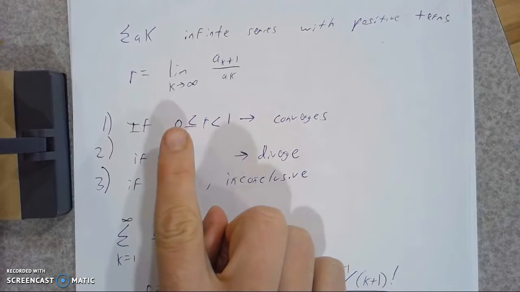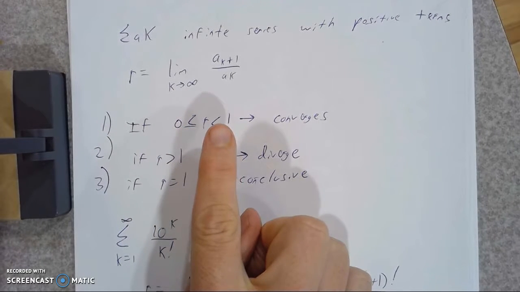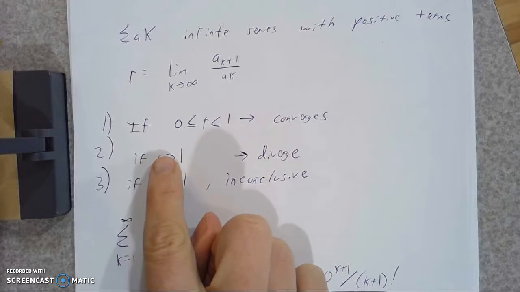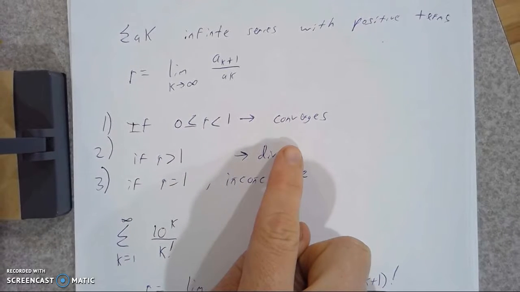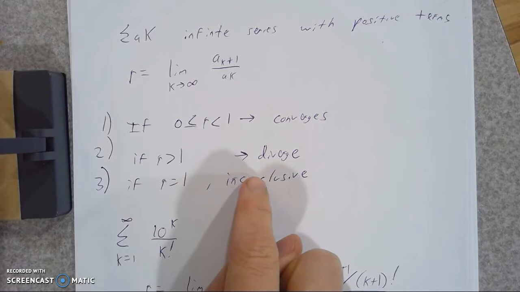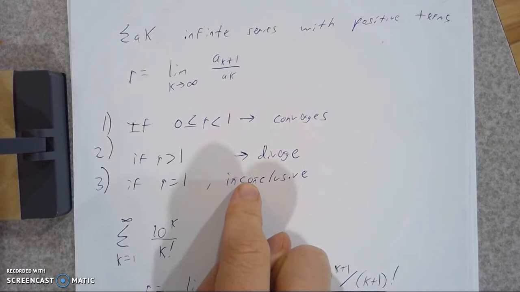If this ratio is between 0 and 1, our series will converge. If this ratio is strictly greater than 1, our series will diverge. And if this ratio is 1, this is inconclusive.